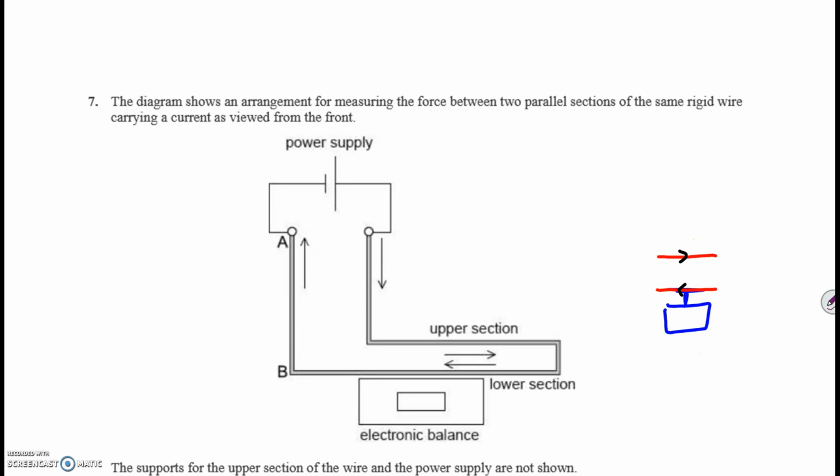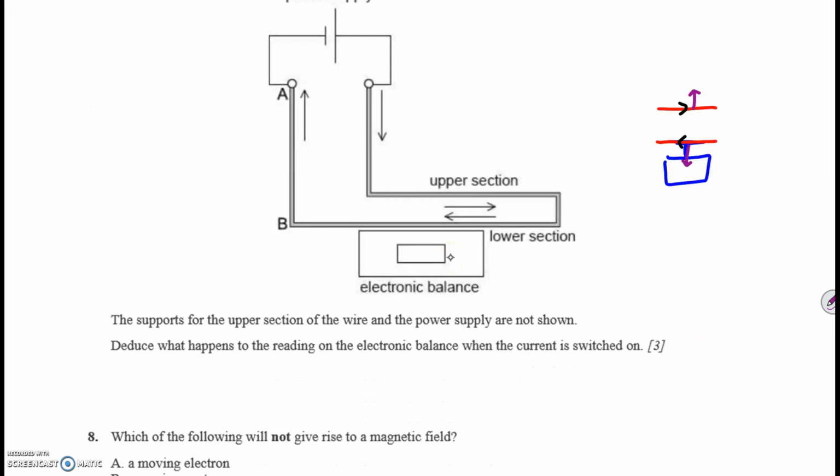Well, if the forces repel, then more pushes on the scale and the reading goes up because there's more pushing down on the scale and it registers more force. But if the two wires attract each other, then the weight of the wire is being relieved from the scale and the reading would decrease. So what happens when they're in opposite directions like this? When the currents are in opposite directions, the forces are repulsive. The wires repel. And so there's more force pressing on the scale, and the reading would increase.